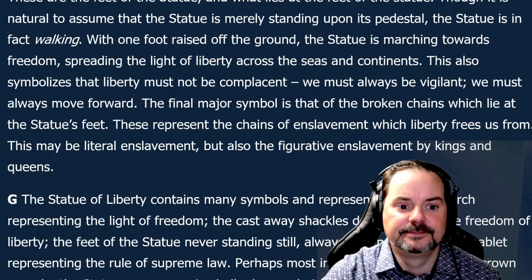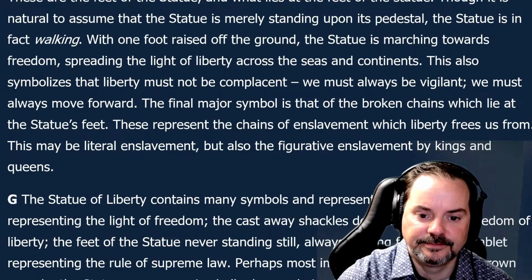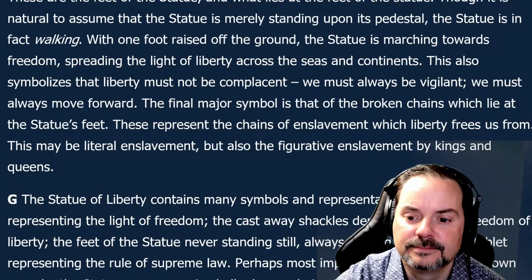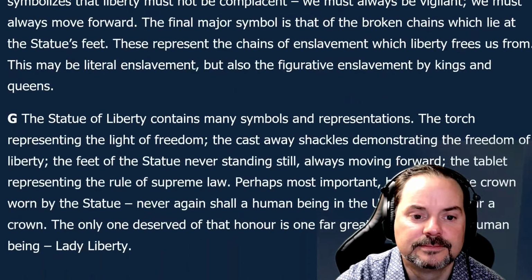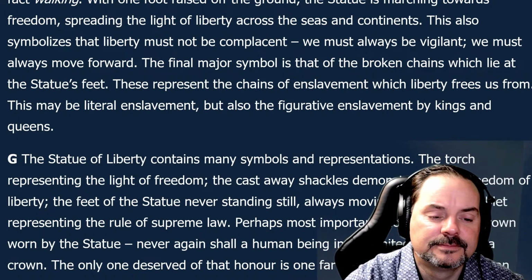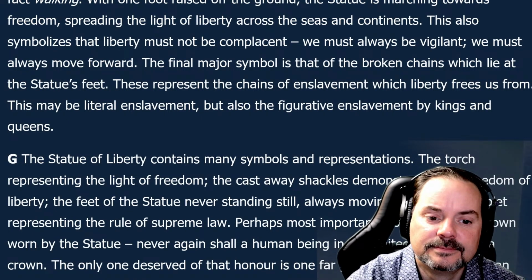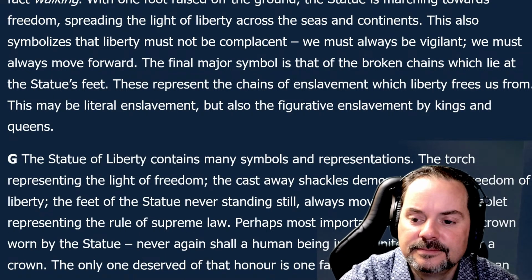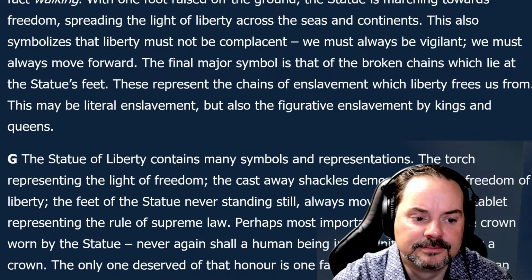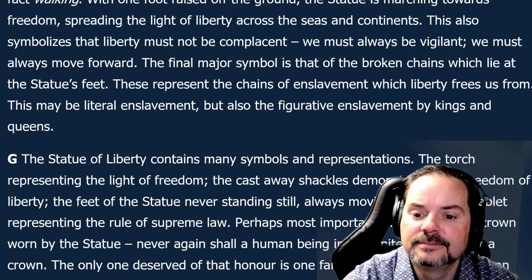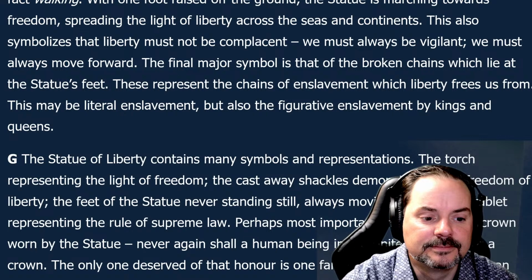This also symbolizes that liberty must not be complacent. We must always be vigilant. We must always move forward. The final major symbol is that of the broken chains, which lie at the statue's feet. These represent the chains of enslavement which liberty freed us from. This may be literal enslavement, but also the figurative enslavement by kings and queens.